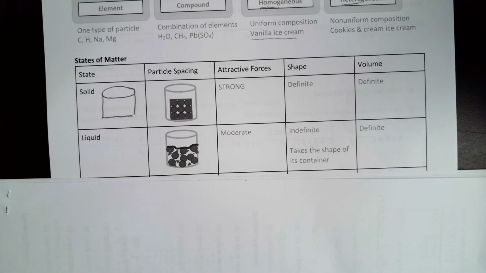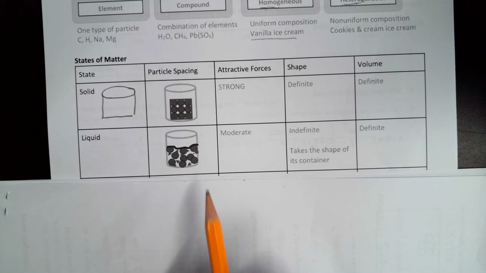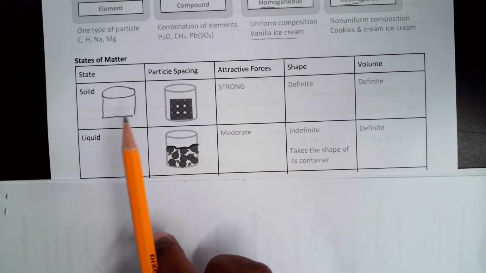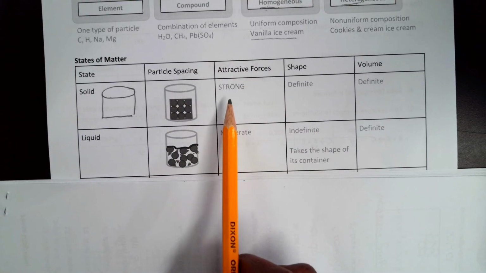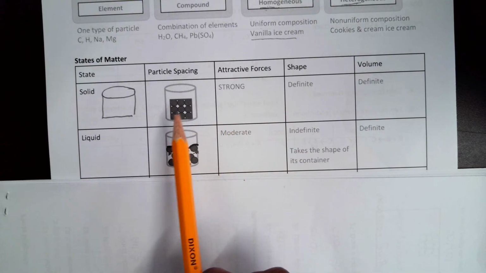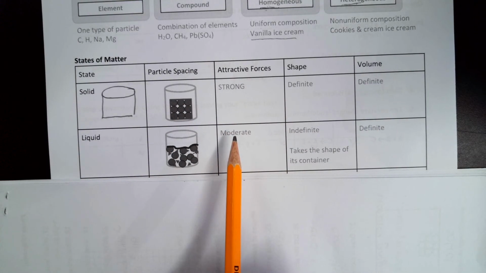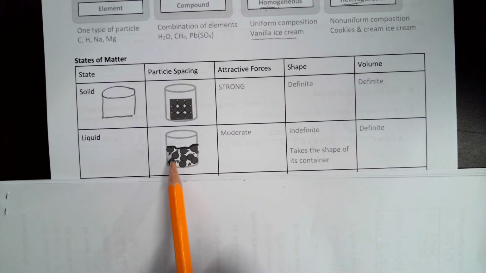Okay, let's go to liquids. So draw that little beaker again, like I showed you up here. Now, if you notice, the particles have a little bit more space. So instead of strong attractive forces like the solid, we're going to say that the liquid has moderate attractive forces holding it together.